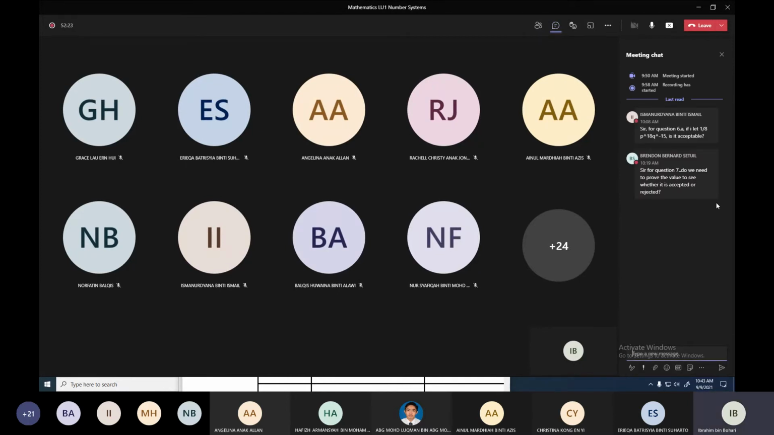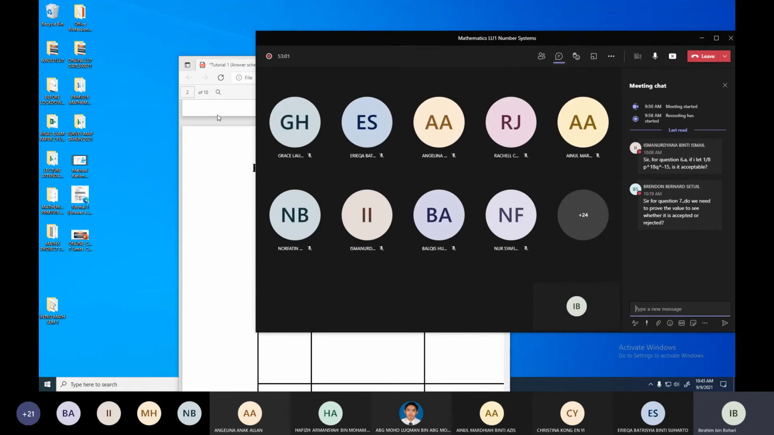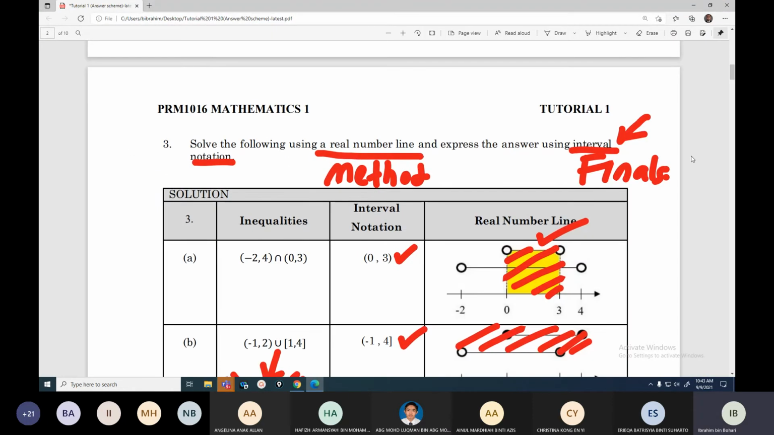Okay, question 1. Question A. If I let 1 over x p raised to the power of 18 raised to the power of negative 15. Check question 6A. Check dulu. Okay, saya faham maksud dia. Kita check balik. Question 6 daripada Isma Nurdiana. Okay, saya pergi question 1. Yang lain tu kalau ada soalan, you all type dalam chat meeting. Kita pergi ke question 6A.